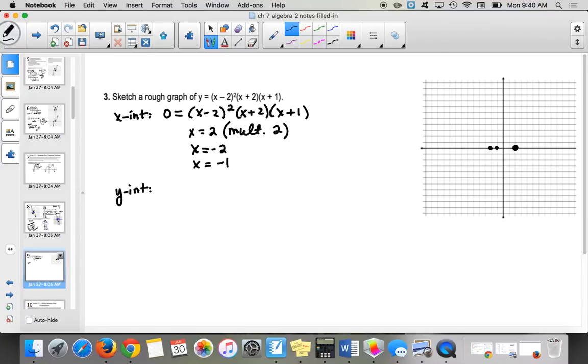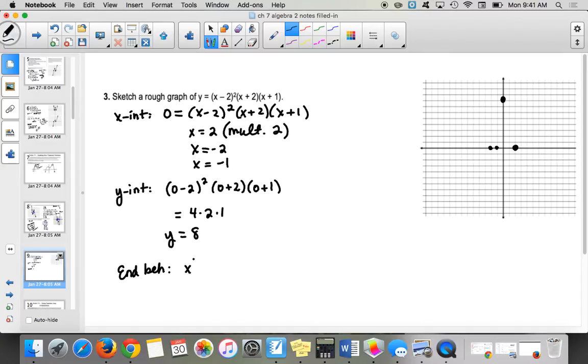My y-intercept I get by plugging in 0 for x. So if I plug in 0 for x, I get 0 minus 2 squared times 0 plus 2 times 0 plus 1. So negative 2 squared is 4, times 2, times 1, which is 8. So my y-intercept is 8. And my end behavior, if I did multiply this all out, what would my leading term be? What would that first term be? x to the 4th, right? There's just one x to the 4th, not a negative or anything. So when I have x to the 4th, the ends of my graph are both going up. And we don't know what's happening in the middle.